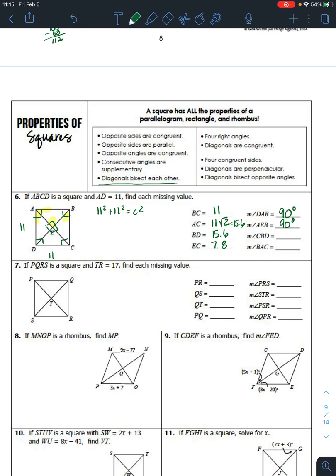CBD. CBD is right here. Okay, the diagonals are bisecting the angles, and that angle's 90, and I cut it in half, and I get 45. And then BAC is the same 45, because all of those have been cut in half. So every one of these angles is 45. So you get a lot of repetition with a square because they're all the same.